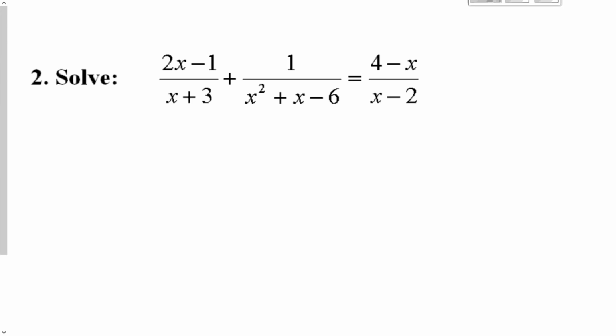So let's do one more here. If you want, copy it down. If you want to just watch, you can do that. However you want to take notes for this.